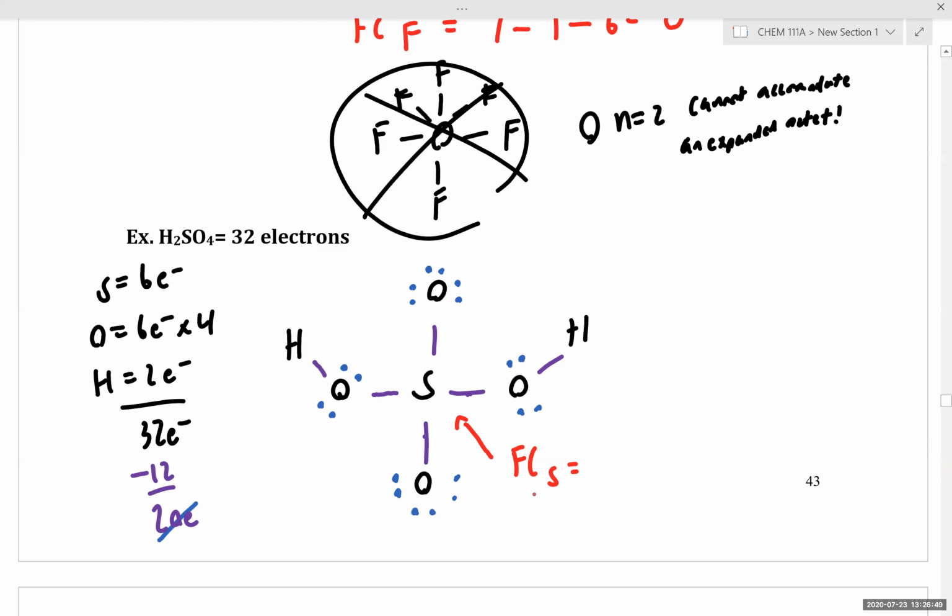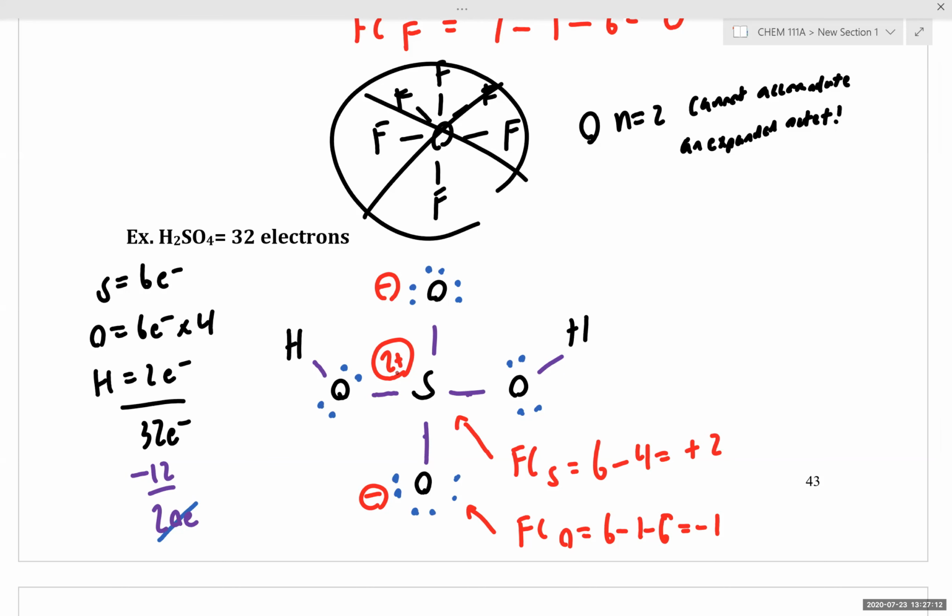So, what is the formal charge of sulfur? We take 6 minus 4, that gives us plus 2. And the formal charge of oxygen is equal to 6 minus 1 minus 6, which is negative 1. So we have a set of negative formal charges adjacent to a very large positive formal charge.